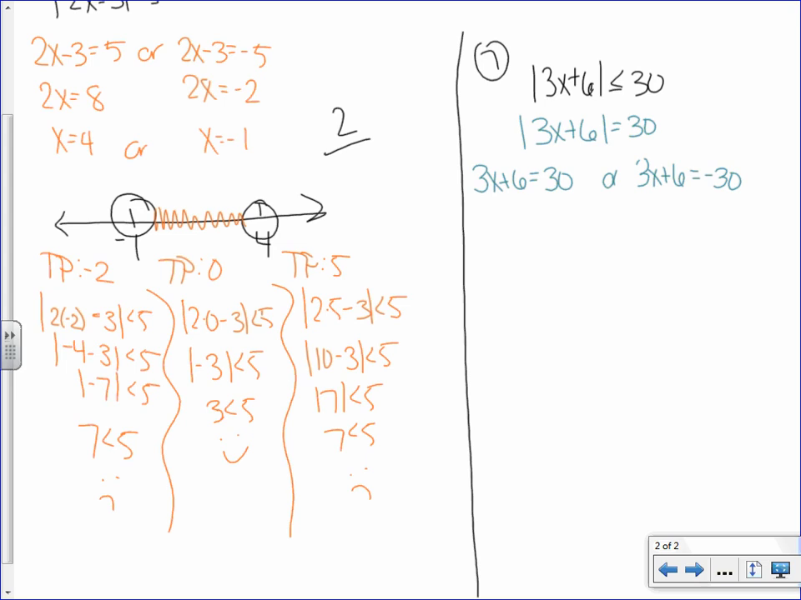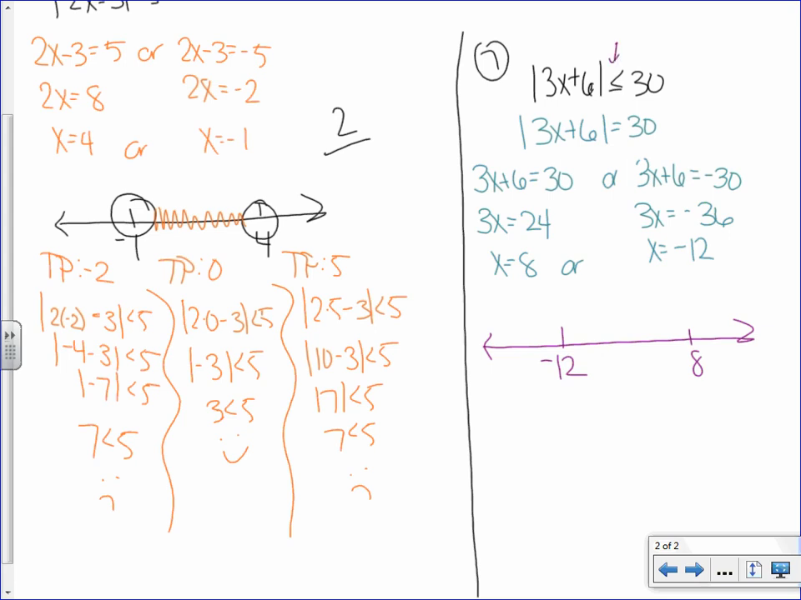Let's solve for x, so I'll subtract 6, so that gives me 3x equals 24. So x is equal to 8. Or I get 3x is equal to negative 36, because it's negative 30 minus 6. And then I divide by 3, and I get x is equal to negative 12. So those are what's going on my number line. And I do have an equal bar in my original inequality, so I am going to have filled in circles here.